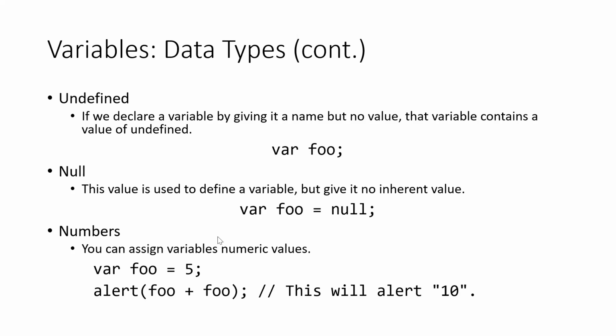You can assign variables numeric values. For example, in this variable, we will say var foo and 5. And when we say alert foo plus foo, two variables that we are going to add, which means 5 plus 5, you should be getting 10.